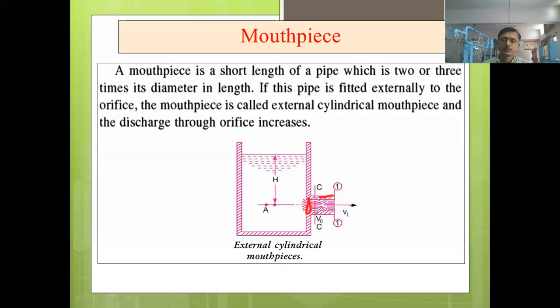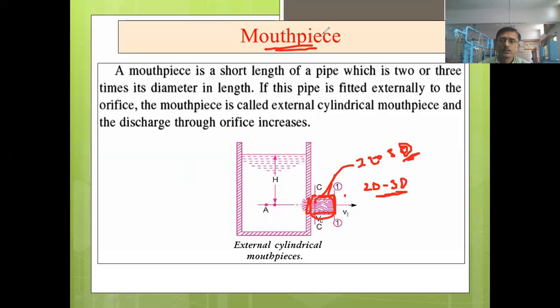This pipe is generally 2 to 3 times the diameter of the orifice or diameter of the pipe. That much is the length. Suppose D is the diameter, then its length will be 2D to 3D. That much length only is kept there. And this particular pipe is called the mouthpiece.